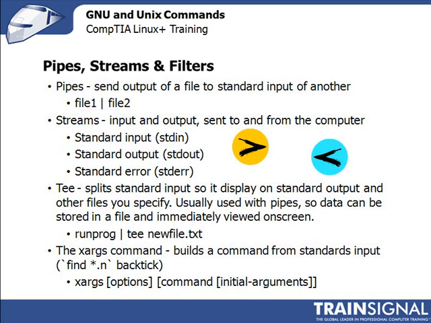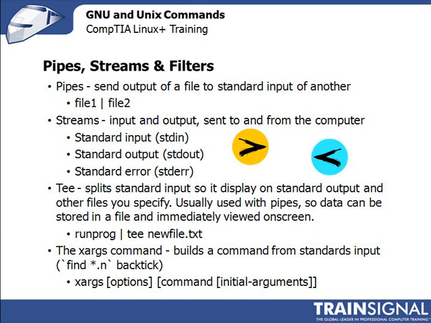There are 3 types of streams that we'll focus on. The first is standard input. Now this is the data that comes to the computer via the keyboard. The next is standard output, which is data from text mode programs that's displayed on the screen. And standard error carries high priority information like error messages, which is usually sent to the screen but can also be redirected to a file for later viewing.